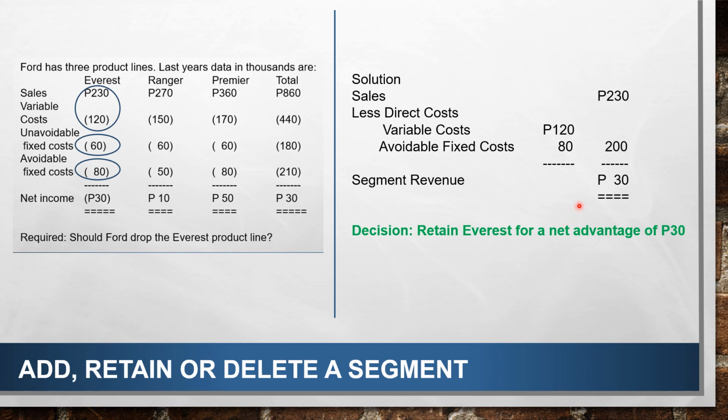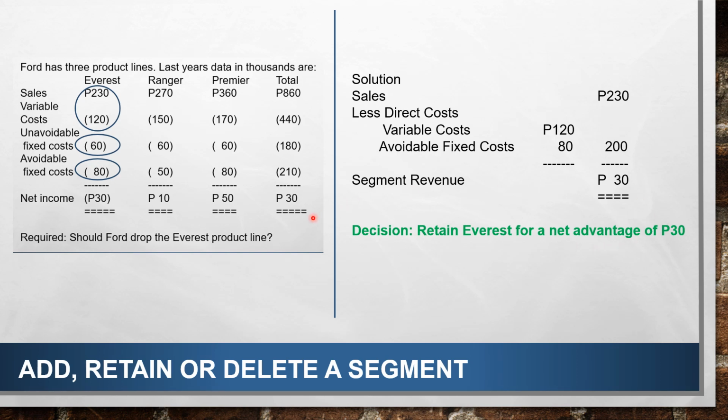Or if we do it on a contribution approach, our 110,000 contribution margin actually exceeds the avoidable fixed cost of 80. So if you just do the differential approach, you will compare contribution margin 110 less the avoidable fixed 80. So you also get 30. So this is just the expanded view, but the same. So our decision is to retain Prestige for a net advantage of 30.